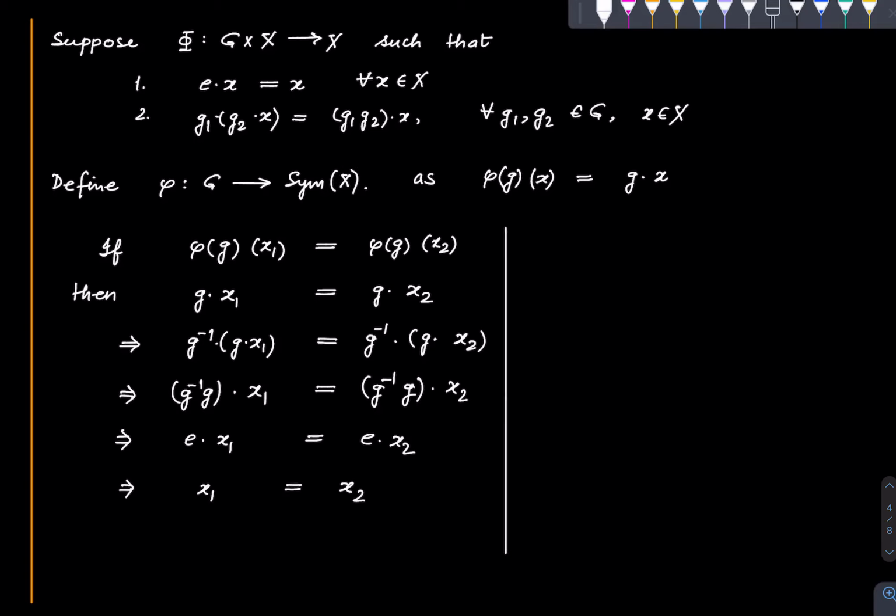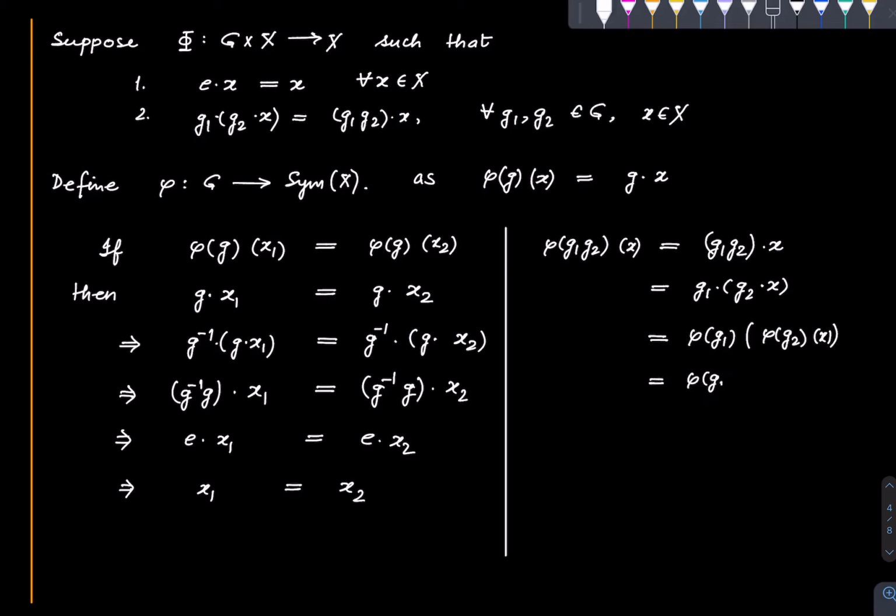So now we need to verify the homomorphism property. To do that, we have phi of g1g2 of x is by definition g1g2 dot x, which is g1 dot g2 dot x by property 2, which is by definition of little phi, phi g1 of phi g2 of x, which is phi g1 composed with phi g2 operated on x by definition of composition. And that's it. That proves that phi g1g2 is phi g1 composed with phi g2, and hence this is a homomorphism.